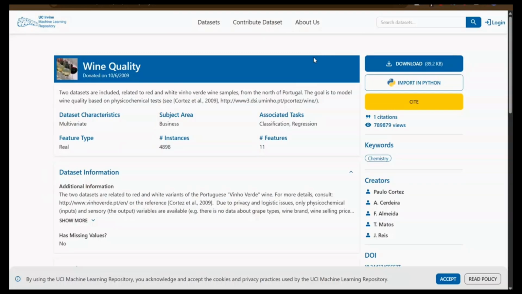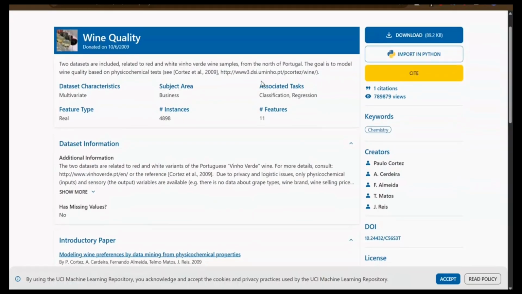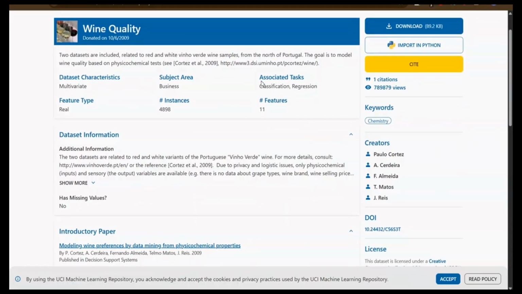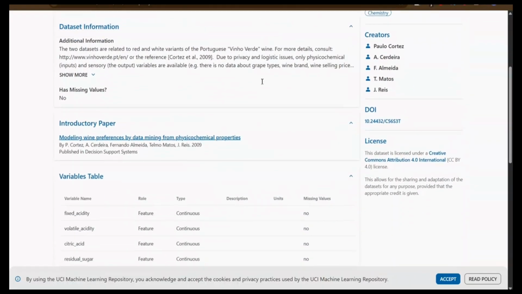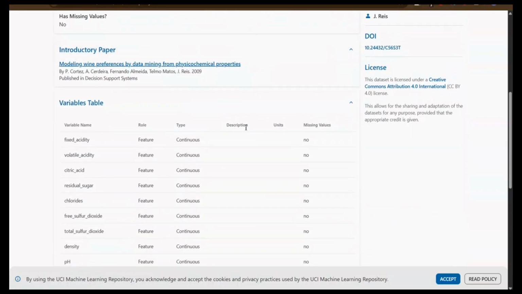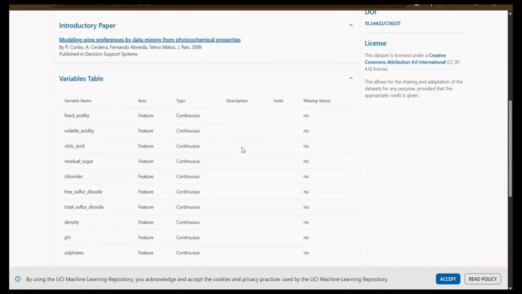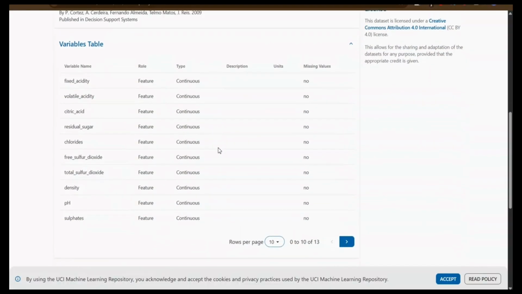In this project, we applied 4 supervised machine learning algorithms: logistic regression, decision tree, random forest, and support vector machine. The dataset consists of 6,497 wine samples combining both red and white wines. Each sample contains 11 input features such as acidity, sugar level, pH, and alcohol content.